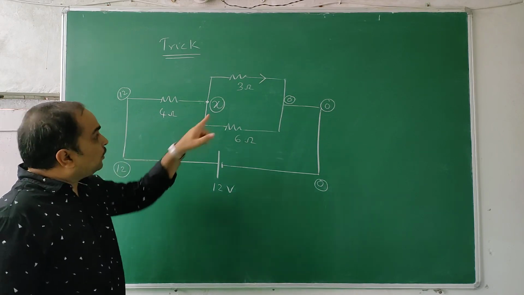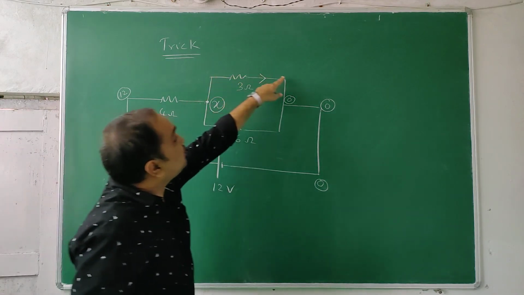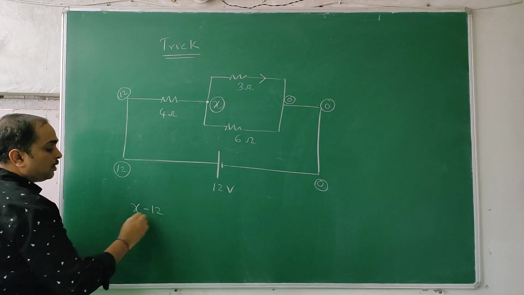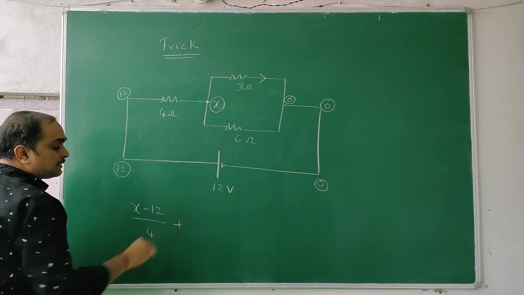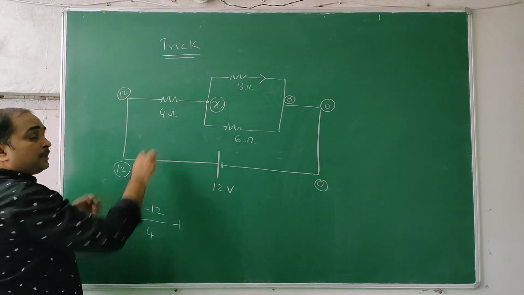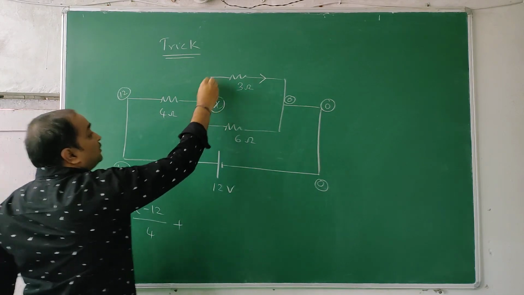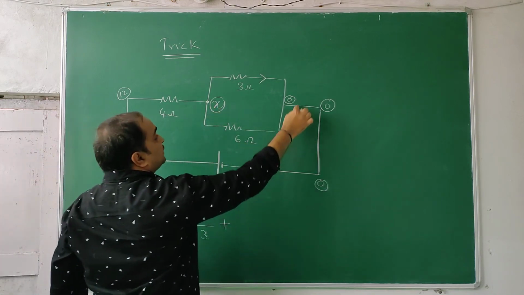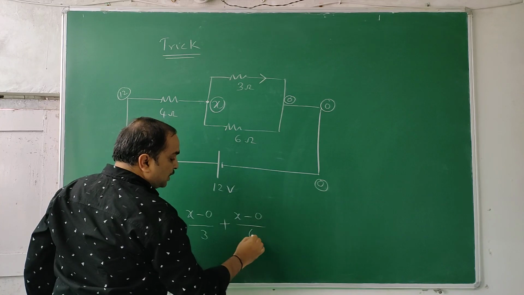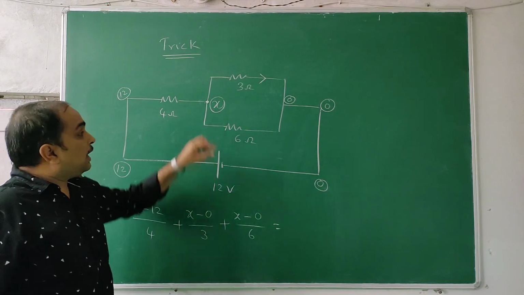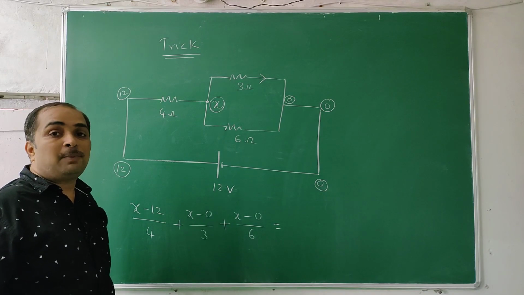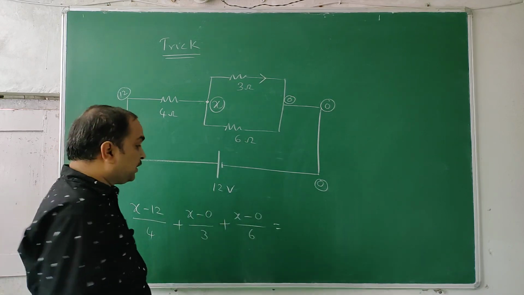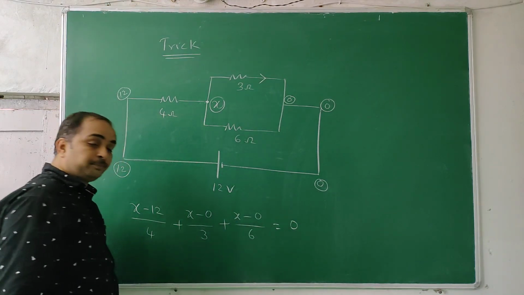You have to write one equation going outward from X: X to this path, X to this path, X to this path. So I write (X minus 12) by 4, this is nothing but potential difference by resistance, that is current, plus (X minus 0) by 3 plus (X minus 0) by 6. We have found the individual currents, and at the junction there will not be any charge accumulated. That is called Kirchhoff's law. Whatever current comes goes away. At the junction there is no stagnation. So the total sum of the currents should be equated to 0.